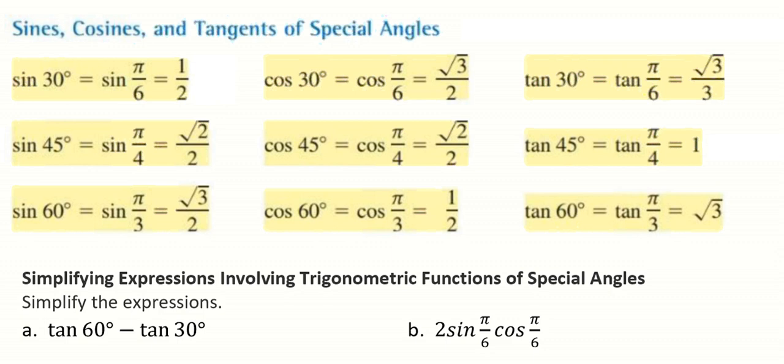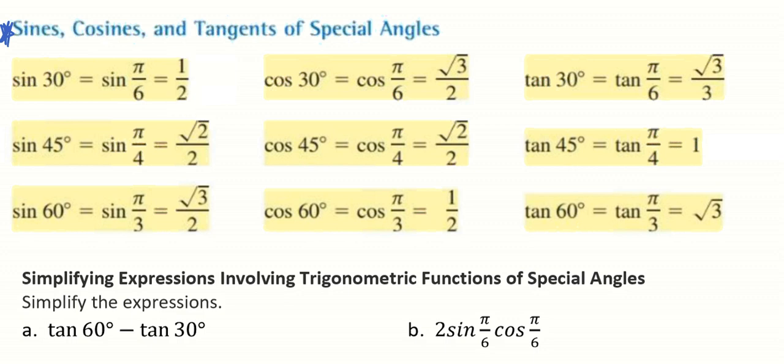In this video, we're going to be simplifying expressions involving trigonometric functions of special angles. We're going to begin by going over what those special trig function values are for our special angles. Start with the sine of 30 degrees. That's the same as sine of pi over 6 in radians, and we get a value of 1/2.